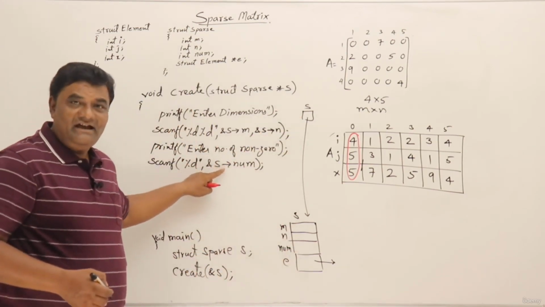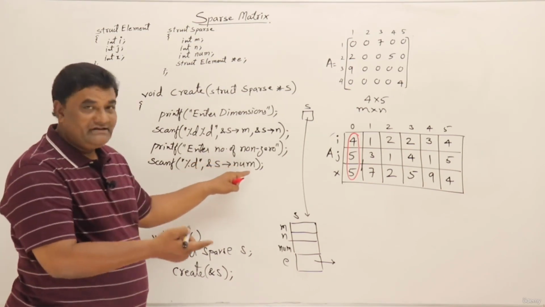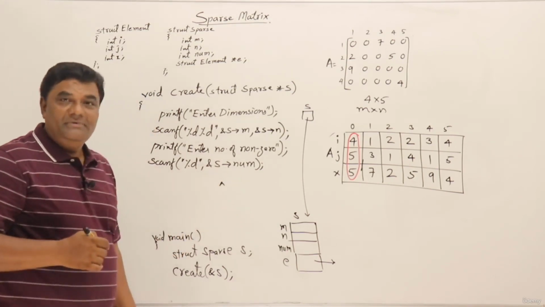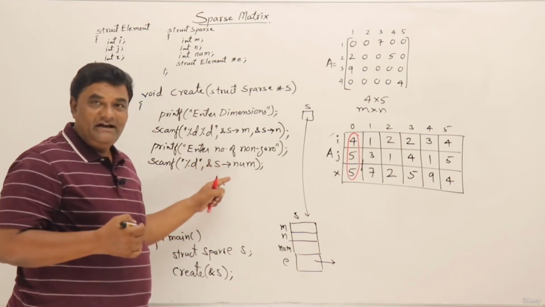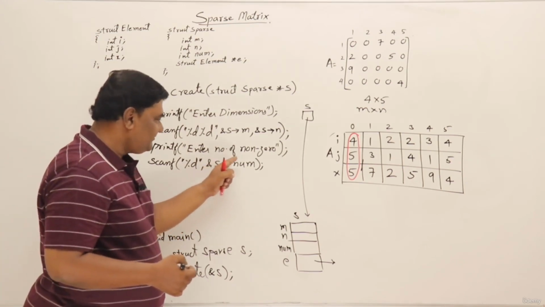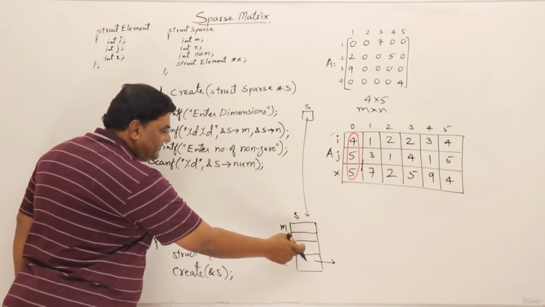Let us read it as caps. Actually this is not a caps symbol, but S caps num. Caps symbol actually means this one. But instead of calling it an arrow, I feel comfortable calling it caps. So S caps num: reading the number of non-zero elements.